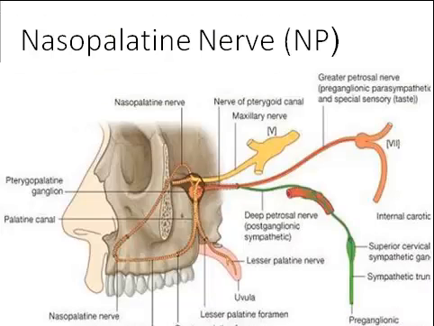So let's talk a little bit about the nasopalatine nerve, also known as the NP. So it leaves the pterygopalatine fossa and then enters the nasal cavity through the sphenopalatine foramen. And everything I'm saying here is written down exactly in a couple of slides. So you don't have to be copying it very quickly because I do have it written down.